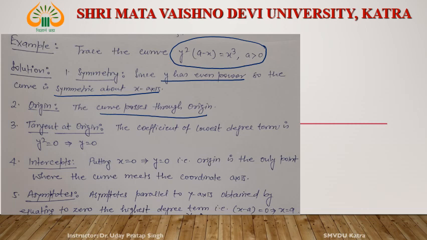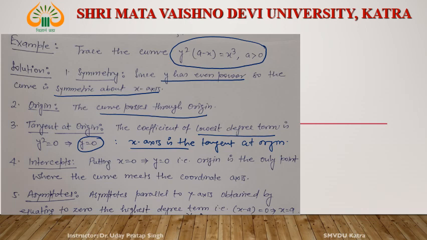Tangent at origin. What is the tangent at origin? Equating the lowest degree term to zero. What is the lowest degree term? The lowest degree term is y square. Putting y square equal to 0 means y equals 0. That is the x-axis, which is the tangent at the origin. Whatever be the curve, here the x-axis is the tangent at the origin.